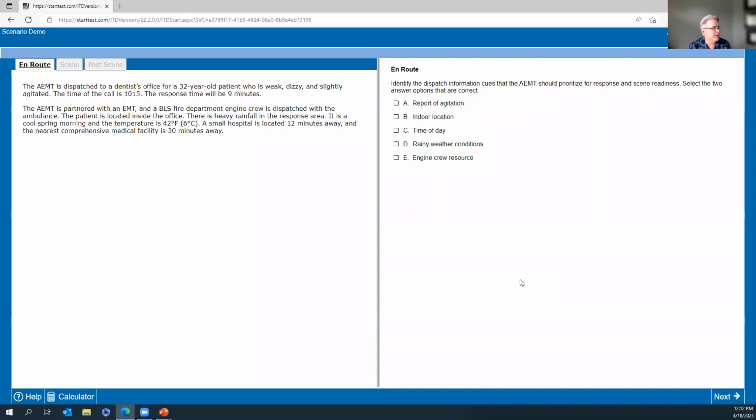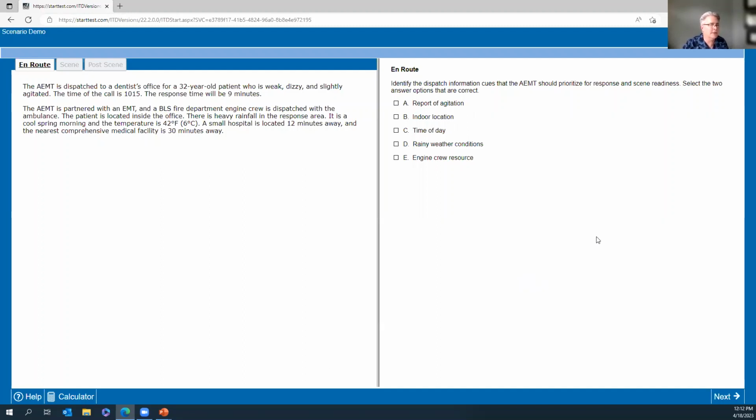We're going to talk a little bit more. The AEMT is partnered with an EMT, and a BLS fire department engine crew is dispatched with the ambulance. So those are the resources. The patient's located inside the office. There's heavy rainfall in the response area. It's a cool spring morning and the temperature is 42 degrees Fahrenheit, 6 degrees Celsius. A small hospital is located 12 minutes away, and the nearest comprehensive medical facility is 30 minutes away. So that's the information that they have in the en route phase.